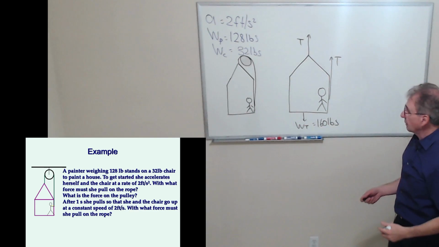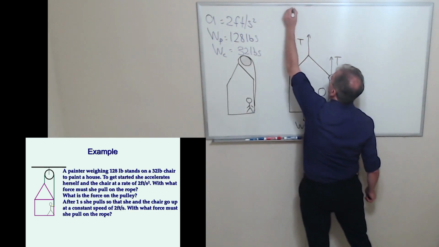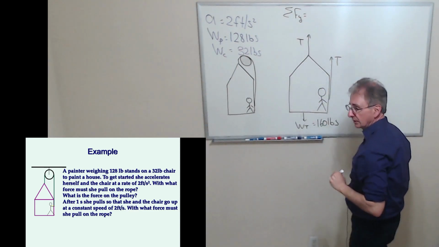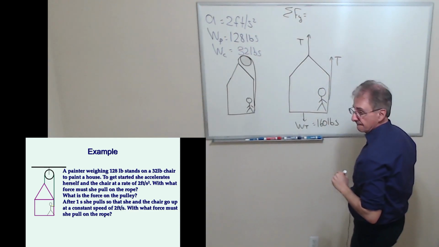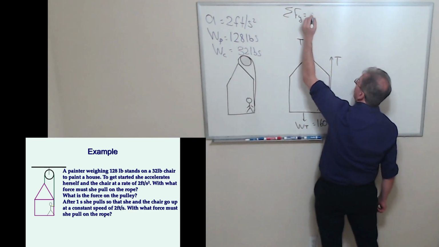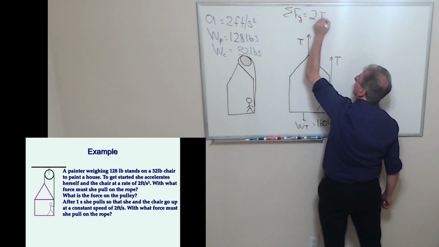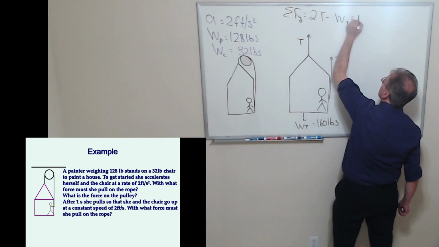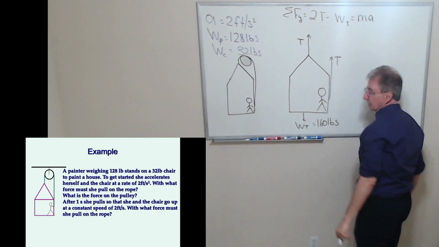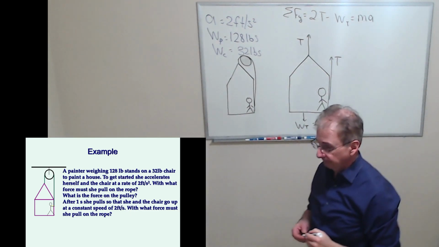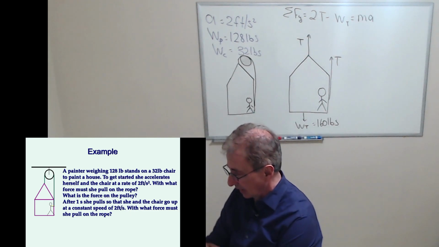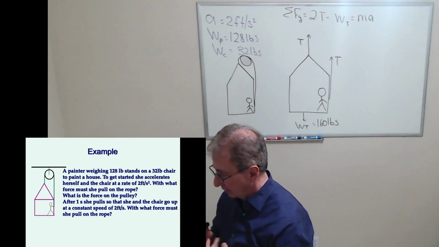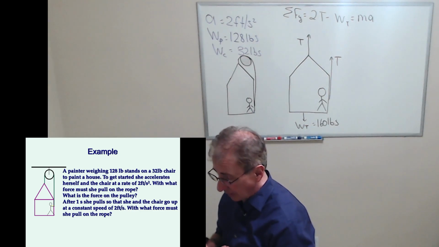And so all I've got to do now is sum the forces in the y direction. Up is positive, down is negative. And I have two tensions upward minus the total weight equals mass times acceleration. Okay, so I'm given the acceleration, I'm given the weight, and that tension is the force I'm applying to lift myself up.